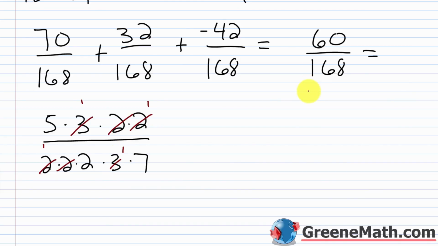So if you knew that, you could divide 60 by 12 and get 5. And you could divide 168 by 12 and get 14. This works too, right? We canceled everything out and figured out that we get a 5 left in the numerator over 2 times 7, or 14 in the denominator. So we have 5/14 as our simplified answer.